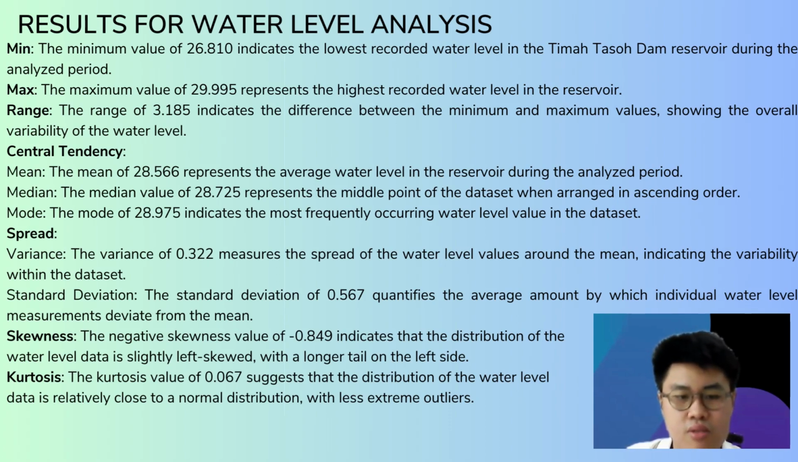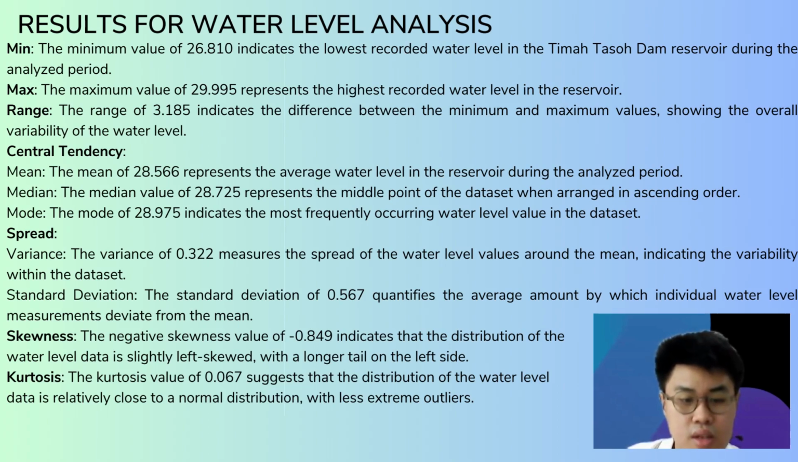For central tendency, the mean of 28.566 represents the average water level in the reservoir during the analyzed period. The median value of 28.725 represents the middle point of the dataset when arranged in ascending order. The mode of 28.975 indicates the most frequently occurring water level value in the dataset. The variance of 0.322 measures the spread of the water level values around the mean, indicating the variability within the dataset. The standard deviation of 0.567 quantifies the average amount by which individual water level measurements deviate from the mean.